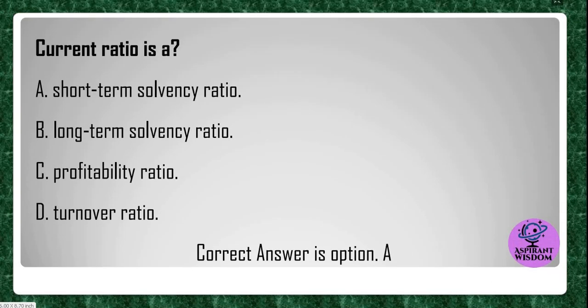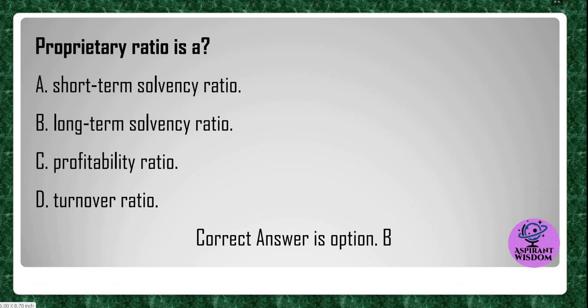Current ratio is: A. Short-term solvency ratio, B. Long-term solvency ratio, C. Profitability ratio, D. Turnover ratio. Correct answer is option A.